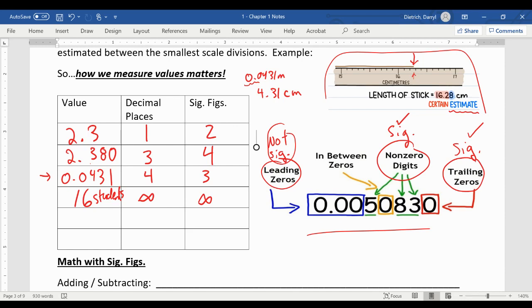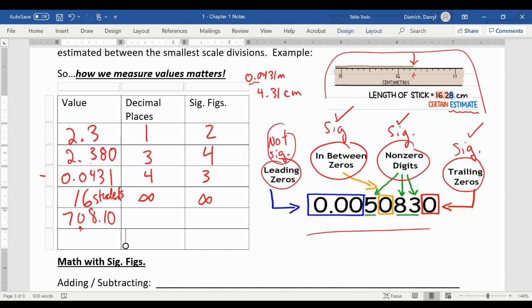Okay, so how about a number like 708.10? Okay, so now we have an in-between zero, and that definitely matters, so that is also going to be significant. Okay, so in this question, 708.10, we have 2 decimal places, and then all of the other digits in here, 7, 0 is an in-between, 8, the 1, and this trailing 0, they are all significant. So we would state that is 5 sig figs.